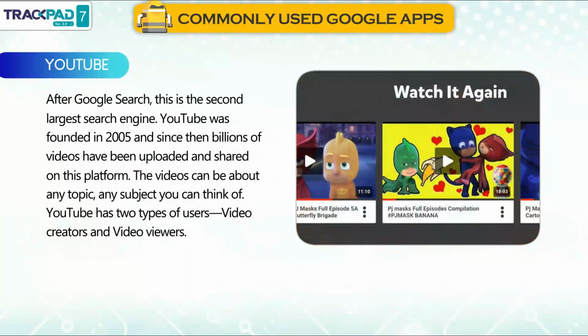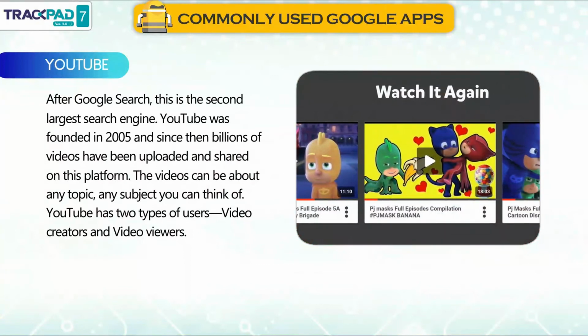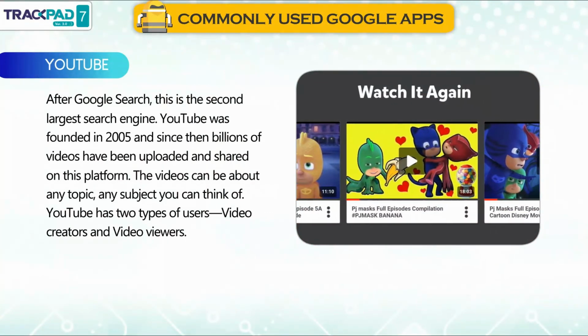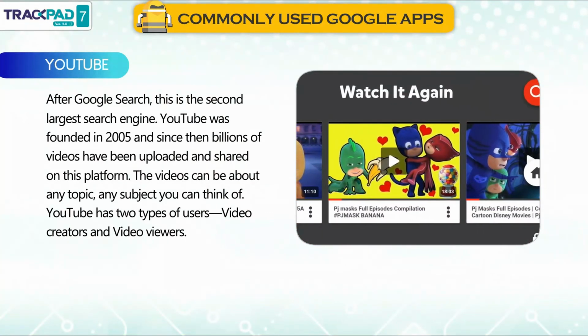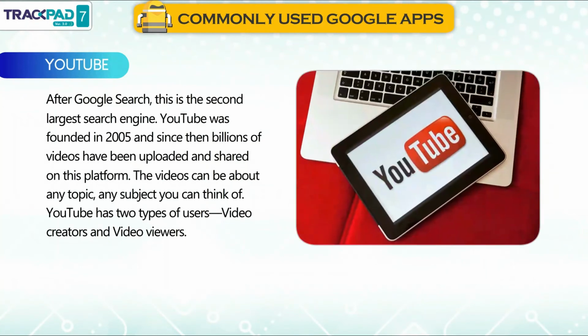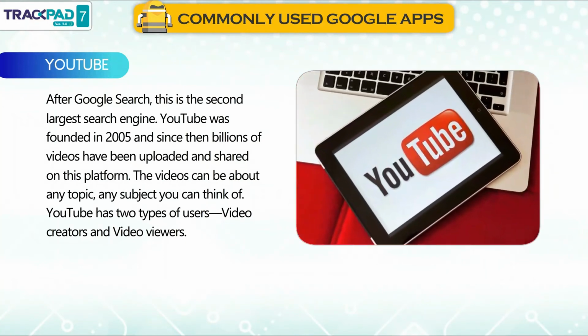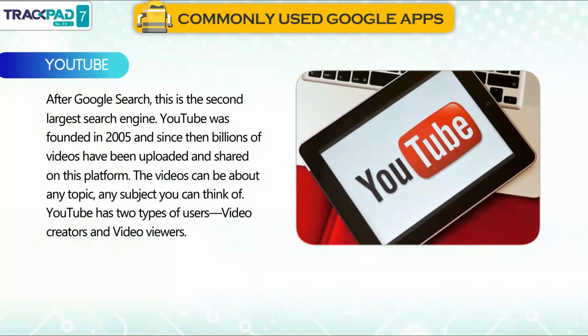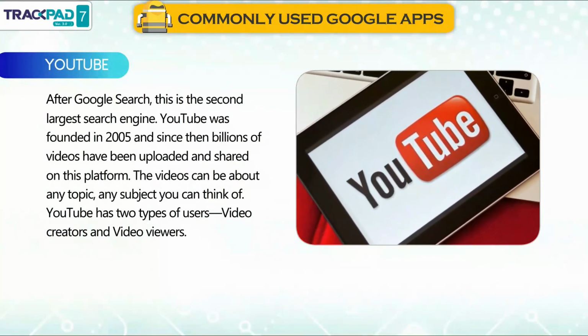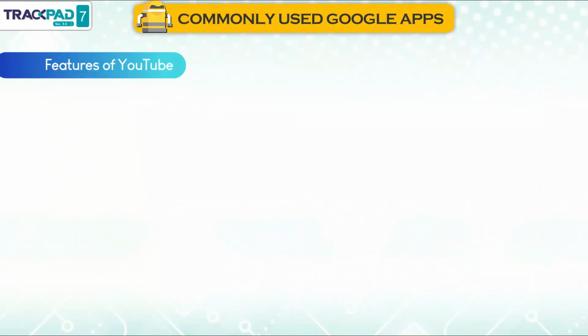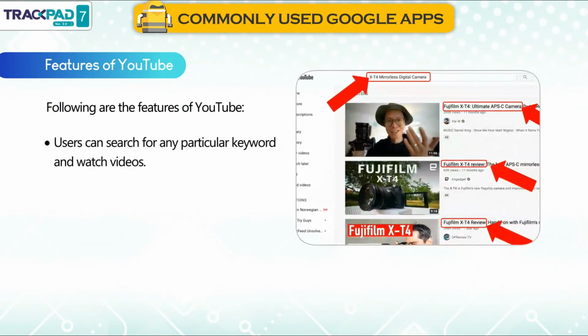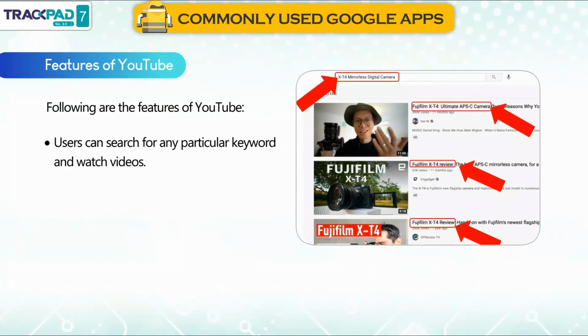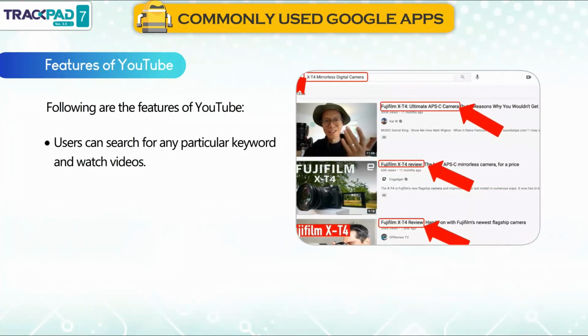YouTube was founded in 2005 and since then billions of videos have been uploaded and shared on this platform. The videos can be about any topic, any subject you can think of. YouTube has two types of users: video creators and video viewers. Features of YouTube. Following are the features of YouTube. Users can search for any particular keyword and watch videos.